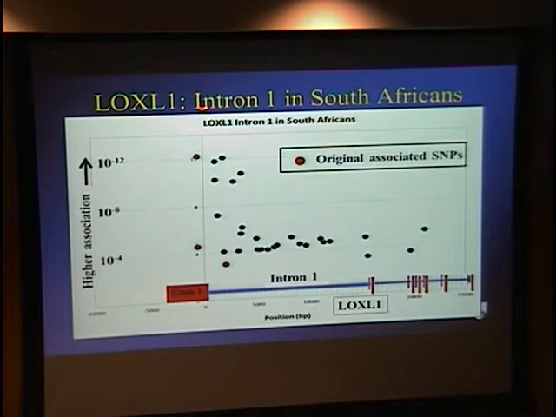This is the location of the original SNPs right here. And you see that the one that had the highest association in Iceland is now actually one of the lowest in the African population, showing it is just a marker. But if you look at this region, this is really important. This is where all the association is located. It's saying X marks the spot. That's what you want to know.